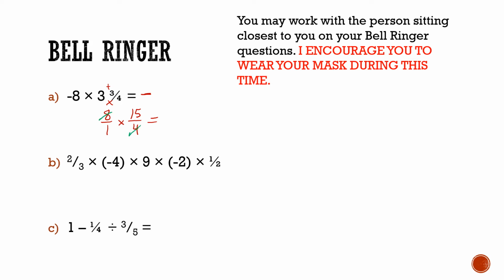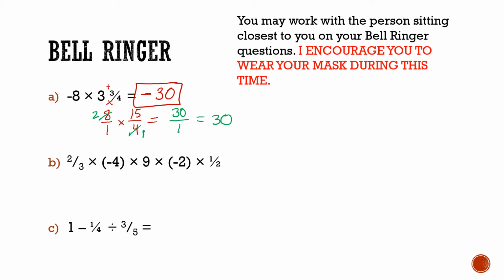So 4 and 8 are both divisible by 4. So 4 will go into itself one time and into 8 two times. And then I'll multiply straight across. 2 times 15 is 30. And 1 times 1 is 1. So 30 over 1 is the same as 30. However, don't forget that you had already said that it was going to be a negative product. So -30.